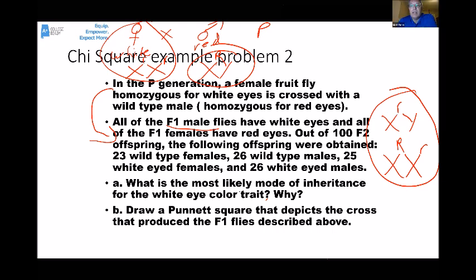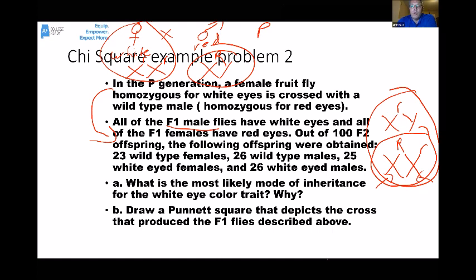X-linked recessive. And the easiest way to say that is that the F1 males had one red allele, but they also had one white allele. All of them turned out to have red eyes. That tells you that red is dominant over white.